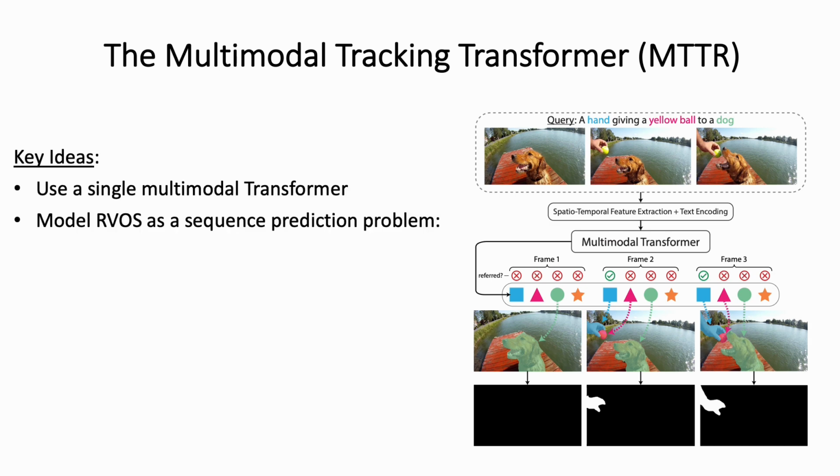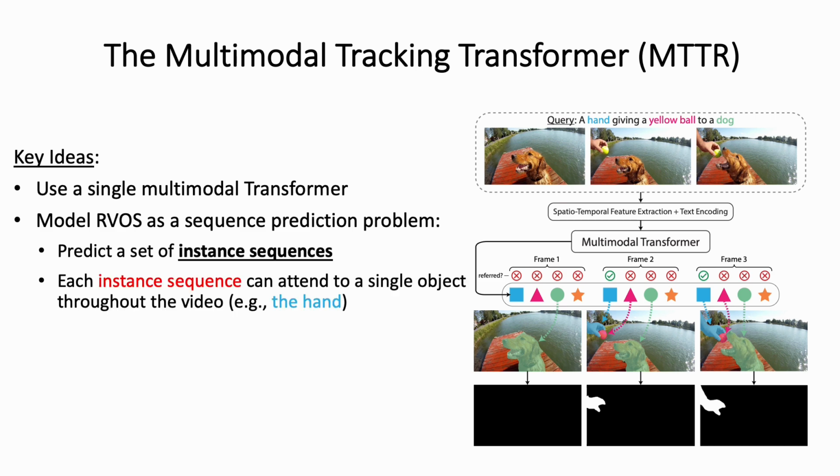To accomplish this, we employ a single multimodal transformer and model the task as a sequence prediction problem. Given a video and a text query, our model generates a set of instance sequences for all objects in the video. Each instance sequence is a sequence of embeddings that can attend to a single object throughout the video. To illustrate this, in this example, the sequence of blue rectangles attends to the hand, while the sequence of the green circles attends to the dog.